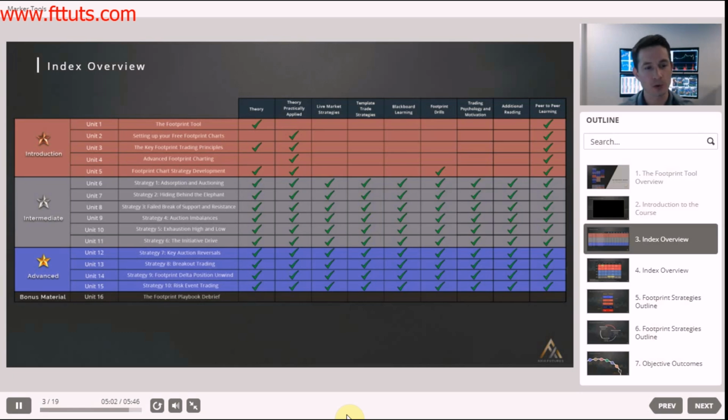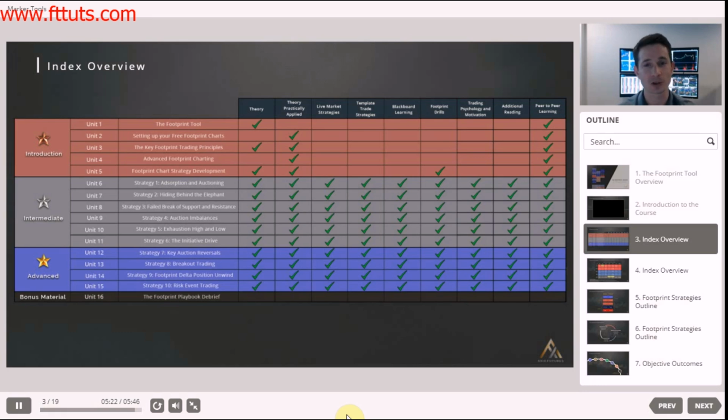So that's predominantly how the course is broken down with its key features. As you can read, obviously units 6 to 15, each one is a strategy. There are 10 unique strategies throughout the Footprint course. And once you've completed all 15 units, you can then move on to unit 16, the bonus material.